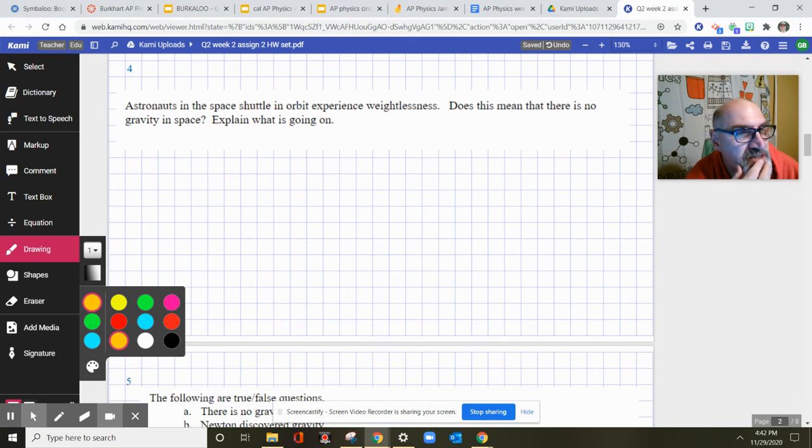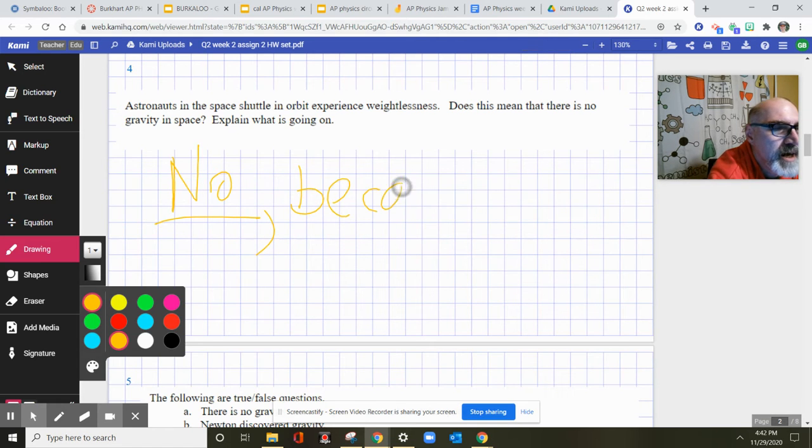Number 4, astronauts in space shuttle experience weightlessness. Does this mean there is no gravity in space? The short answer is no, because... Okay, so I know for a fact that the Khan Academy dude really spent a ton of time explaining this to you.